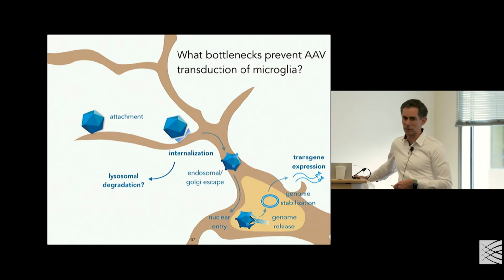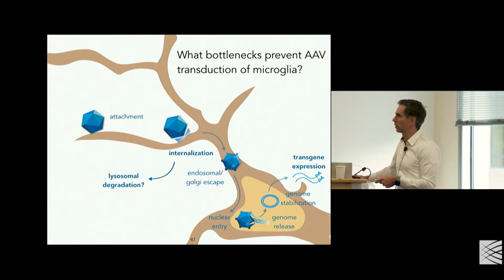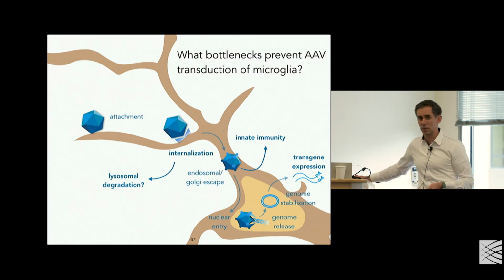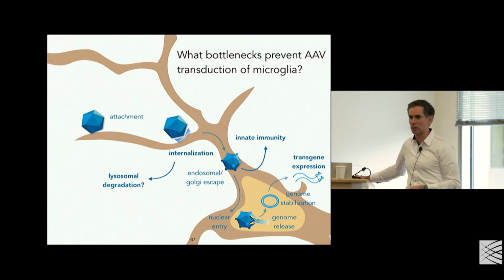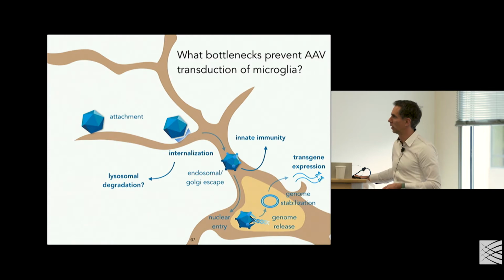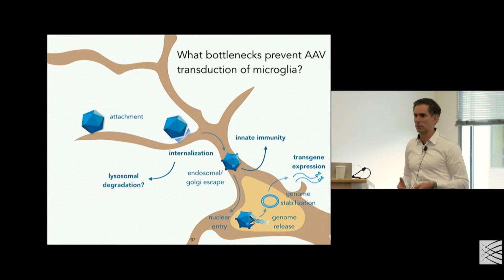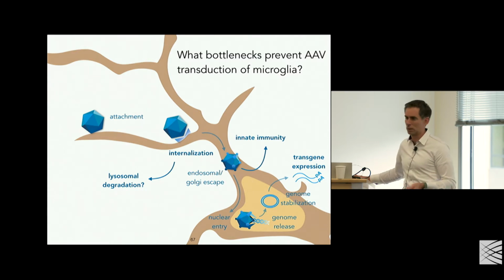Maybe they're just sent to the lysosome instead of going through their productive transduction trafficking mechanism where they go back through the Golgi and then to the nucleus. Maybe there are innate immune responses to the genomes or the capsids in these cells that prevent their transduction. And maybe there's mechanisms where gene expression is actually silenced and prevented in these cells. So we don't know. We're trying to look at this systematically.